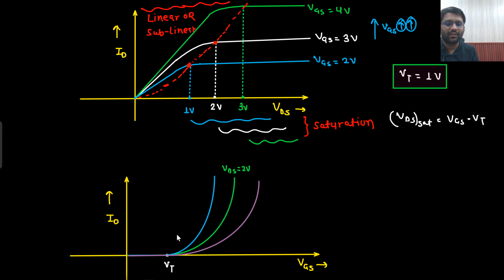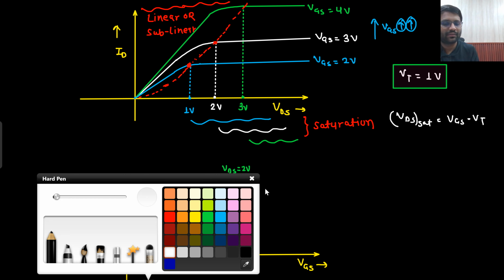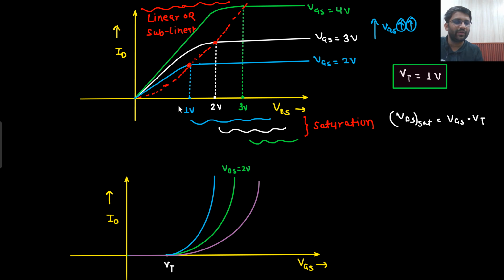So how will you think? More VDS means more current. Say yes or no. More VDS means more current. If VDS increases, more current would be there, stronger electric field will be there. So more VDS, but till a certain point. After that, saturation would be achieved. So till a certain point, more VDS means more current, right?